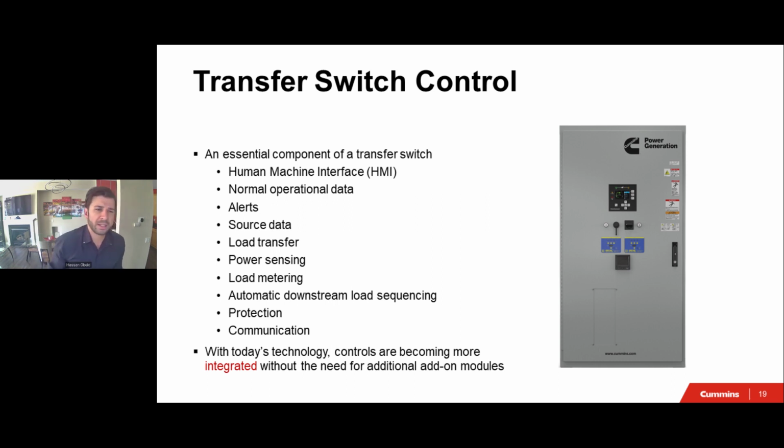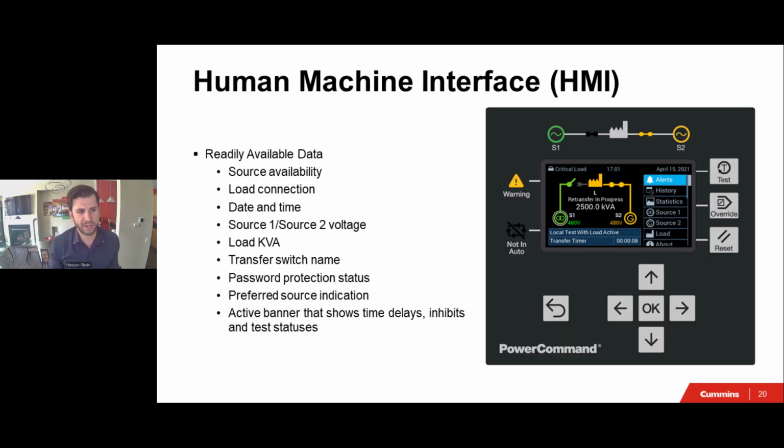Okay, so now let's start diving a little bit more into some of these features, right? So the human-machine interface. When I say readily available data, an operator can easily see, for this mission-critical and enhanced industrial, which source is available, source 1 or source 2, or if both are available, which source the transfer switch is connected to, the current date and time, how much load is currently being consumed, and source 1 and source 2 voltage.